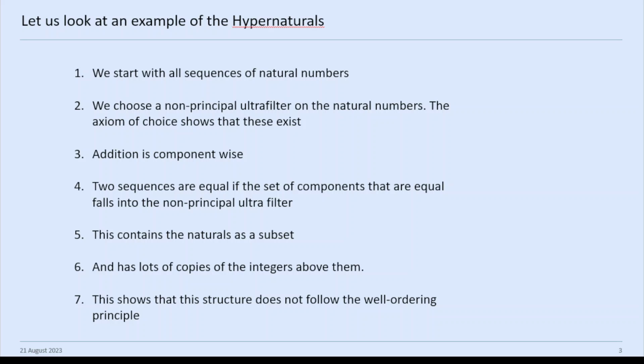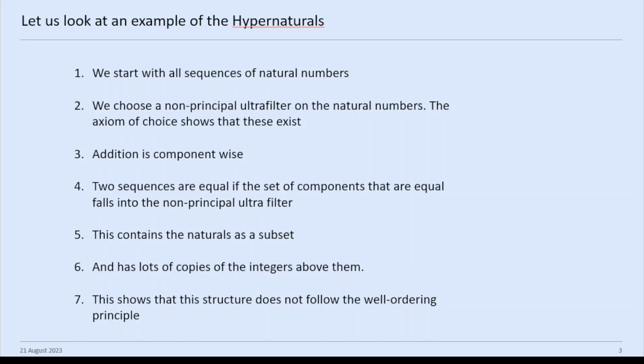So, we start with all sequences of natural numbers. We choose a non-principal ultrafilter on the natural numbers, and the axiom of choice shows that these exist. Addition is component-wise, and two sequences are equal if the set of components that are equal falls into the non-principal ultrafilter. So basically they're equal if almost all of their components are equal, where almost all is defined as being a member of the non-principal ultrafilter. So this contains the natural numbers as a subset, which we'll show, and it has a lot of copies of the integers above it.